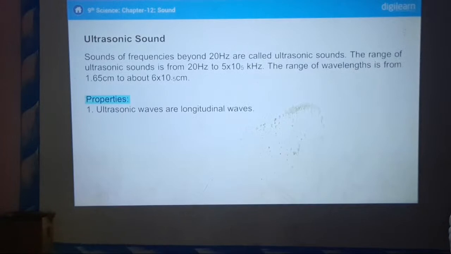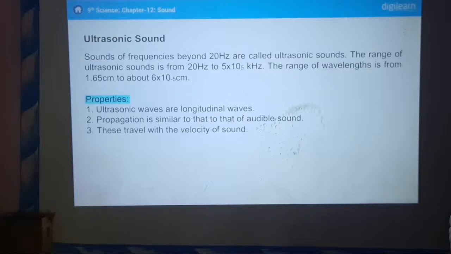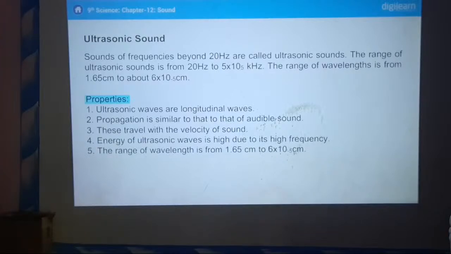Properties. 1. Ultrasonic waves are longitudinal waves. 2. Propagation is similar to that of audible sound. 3. These travel with the velocity of sound. 4. Energy of ultrasonic waves is high due to its high frequency. 5. The range of wavelength is from 1.65 centimeter to 6 into 10 raised to minus 5 centimeter.